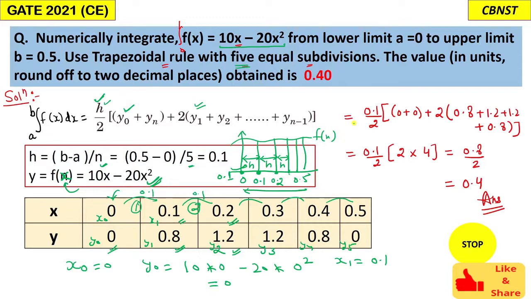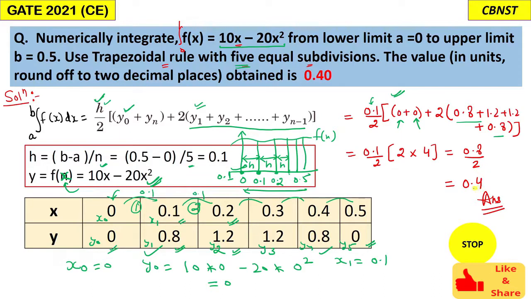Here you can see I have put all the values of the y's. Here this is the value of h, 0.1 divided by 2. Then this is y0, and this is the last value, that is y5. So y0 and y5 are both zeros, so 0 plus 2 into. Now we need to put the various values of y1 to yn minus 1, that is y1 to y4. So all these values, 0.8, 1.2, 1.2, 0.8, I have written here. After solving this formula, we will get 0.8 by 2 and finally 0.4.